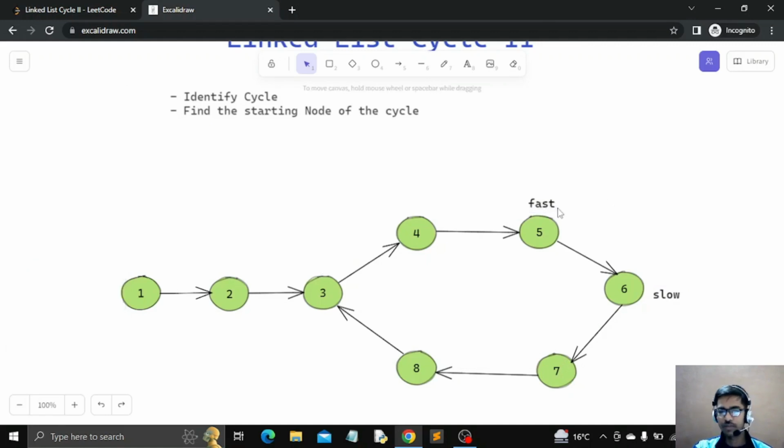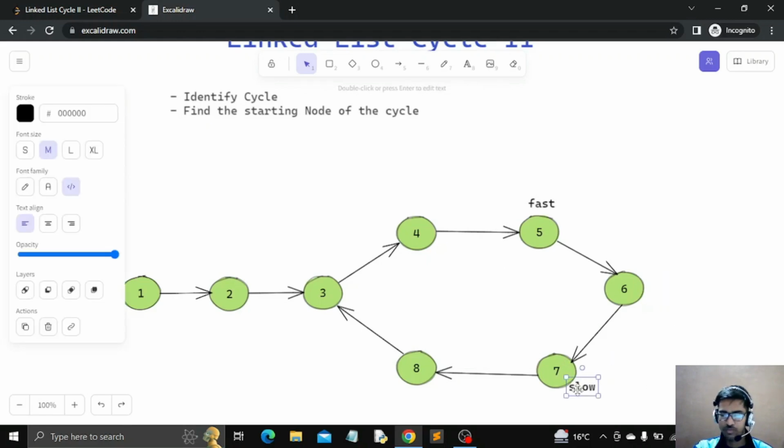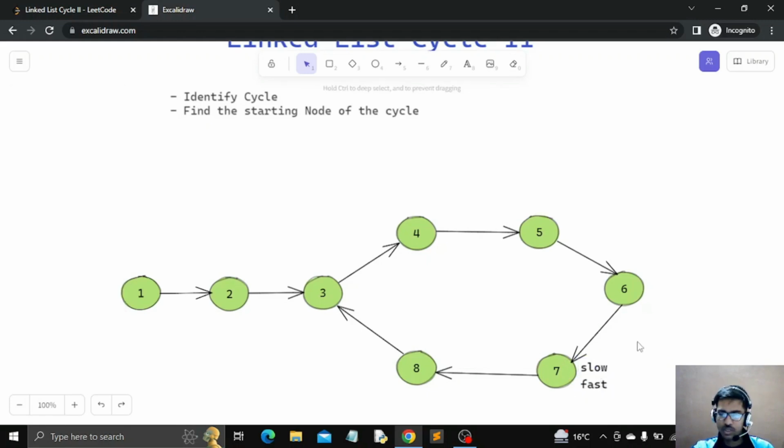You can see that the fast pointer is now behind the slow pointer because there is a cycle. Now the slow pointer will again move one step ahead and the fast pointer will move two steps ahead. As you can see, both fast and slow pointers are coinciding at a particular node. It means that they have met at a particular node. So whenever our fast and slow pointers meet at a particular node, we can say that yes, the cycle exists.